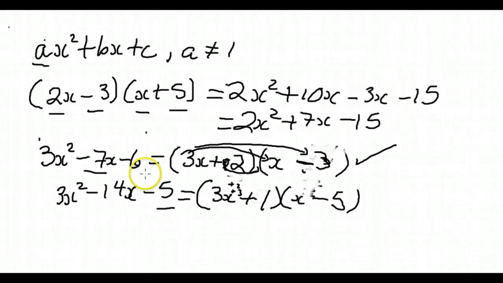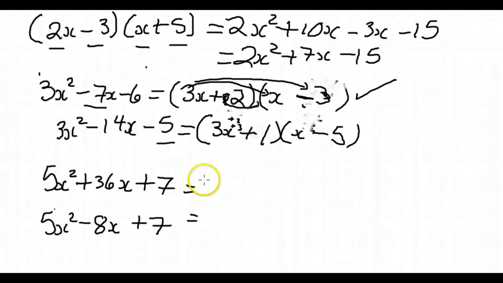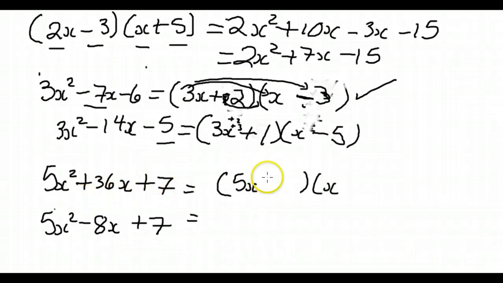Let's do a couple more of these. We'll do it with a positive last term, a positive middle term. Let's start with that in just a moment. Okay, two examples here. 5x squared plus 36x plus 7, and 5x squared minus 8x plus 7. Okay, so this has to go with a 5x and an x. Since this is positive, we know both terms are the same sign, and this tells us they're both positive. So we got a plus and a plus.